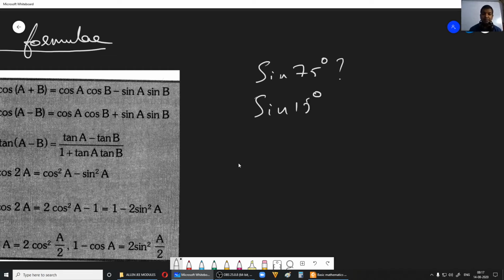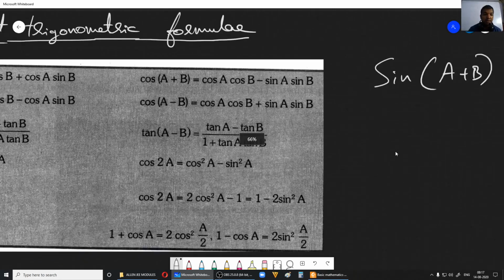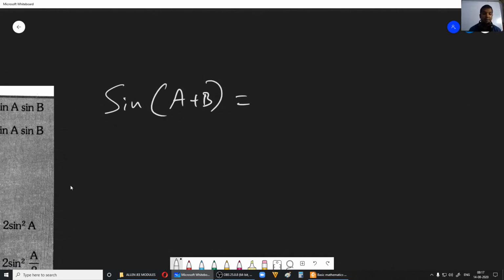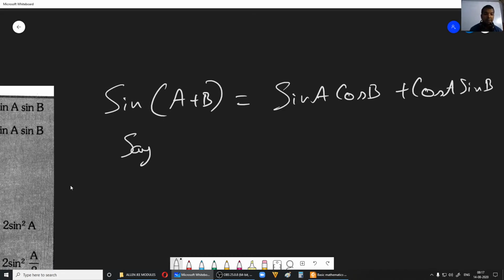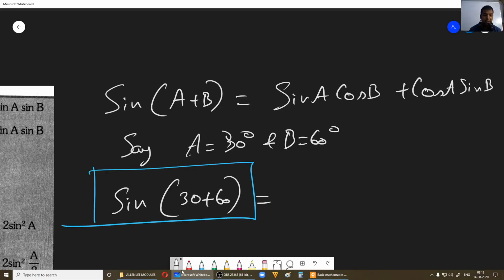So let us take one example. Now I'll take sine of a plus b. As mentioned there, you can write it as sine a cos b plus cos a sine b. Now let us say a is 30 degrees and b is 60 degrees. Sine of 30 plus 60 is sine 90, that is 1. The LHS value is already 1. Now let us see if we get the RHS as 1.